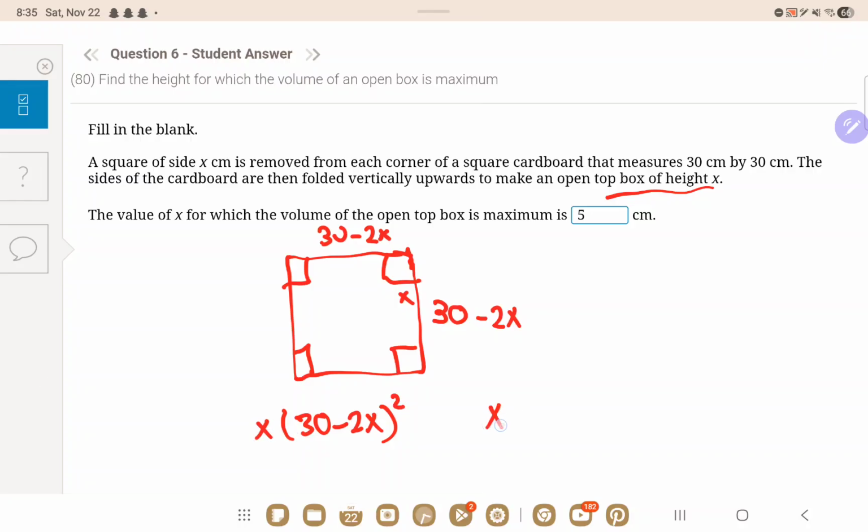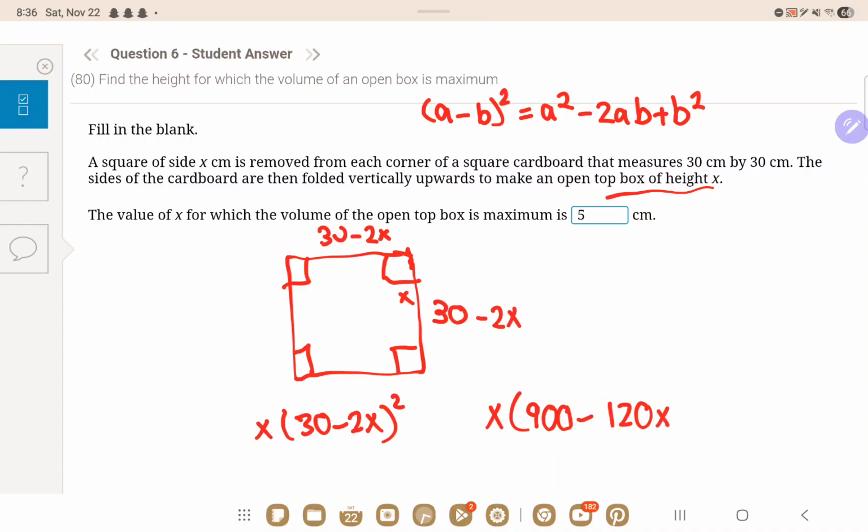So x into 30 minus 2x squared, which looks like a minus b all squared, which is a squared minus 2ab plus b squared. So here we're going to get a squared as 900 minus 2ab, so 4 times 30, which is 120x, plus 4x squared. Now we have to multiply the x and distribute it. So it's 900x minus 120x squared plus 4x cubed.